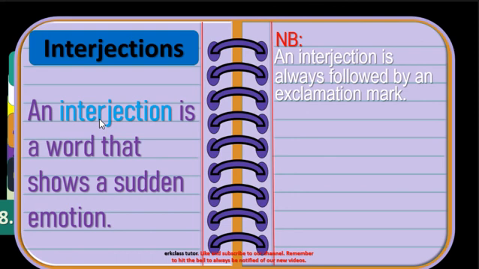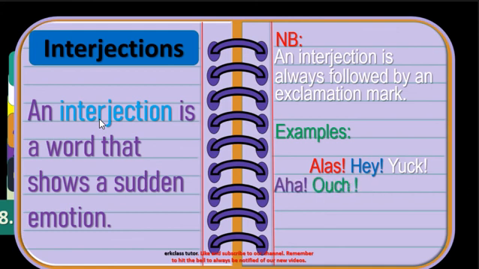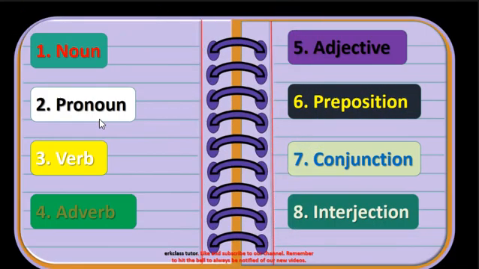Examples of interjections. Alas, hey, yuck, aha, ouch, phew, hooray, wow! We have just concluded going through all the parts of speech. And I end with the word hooray. It is our interjection. Now, let's very quickly just go through the 8 parts of speech.